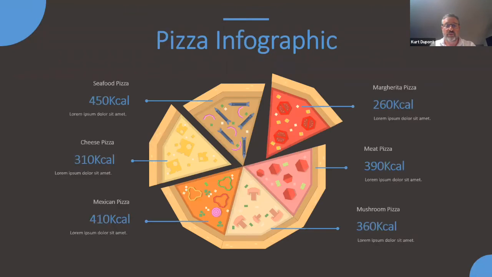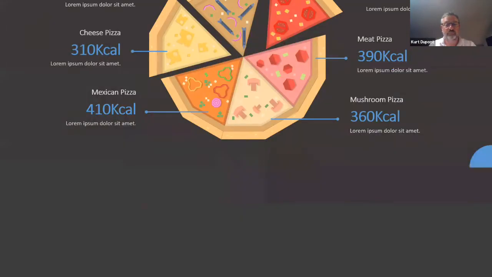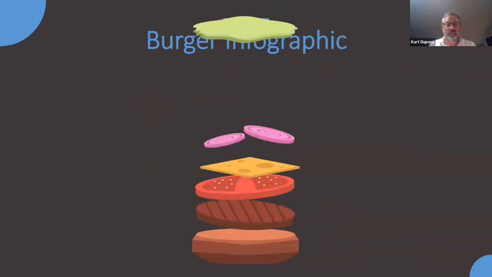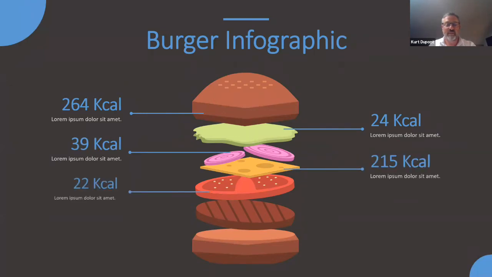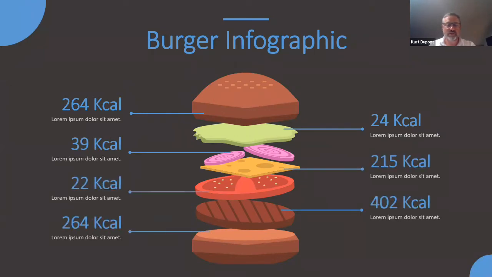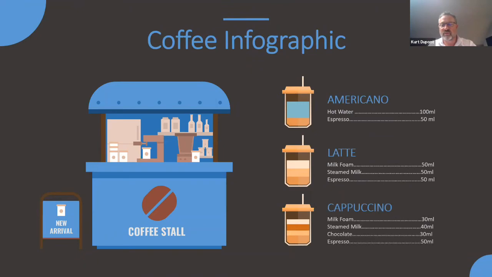And a few other examples. Here again, we have a pie chart, I would say, and this is a pizza infographic. Just a different way of displaying a pie chart. A hamburger, why not? Same information. You get animated information on the calories of a hamburger. And a coffee menu list with pricing information or what they are selling, like this.